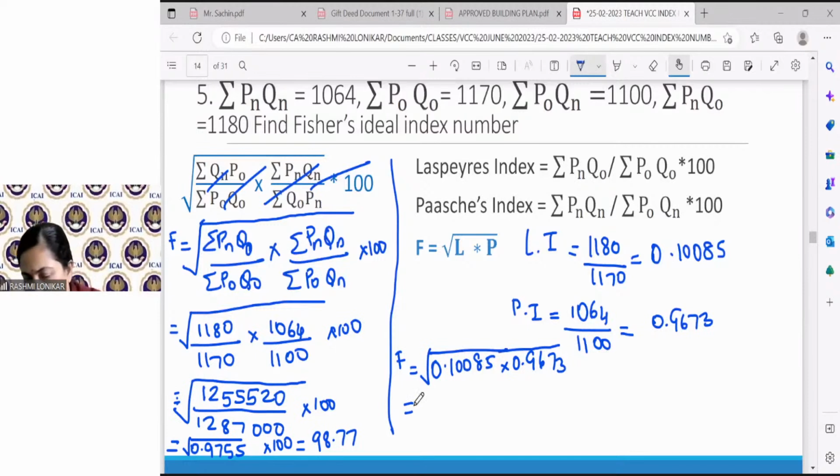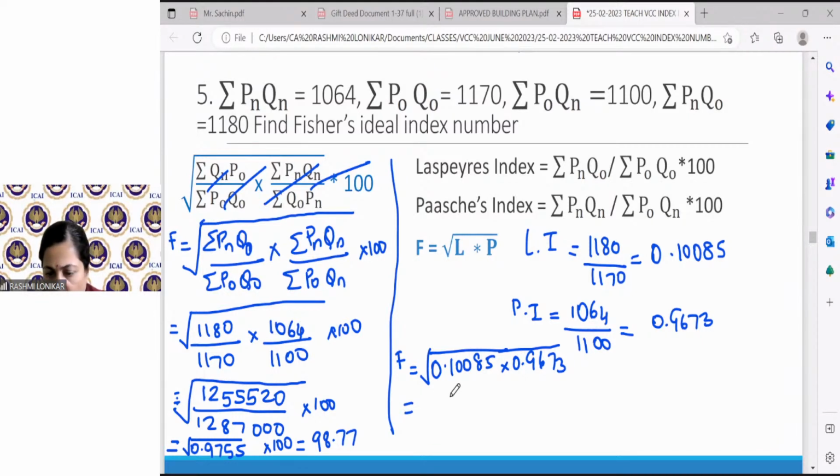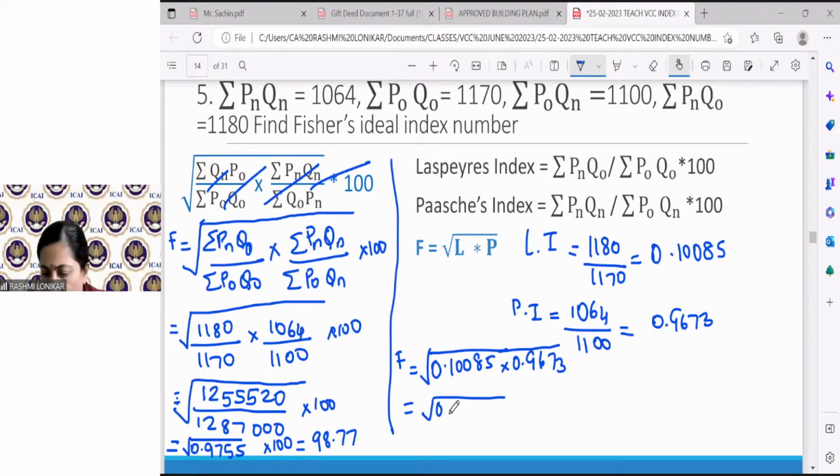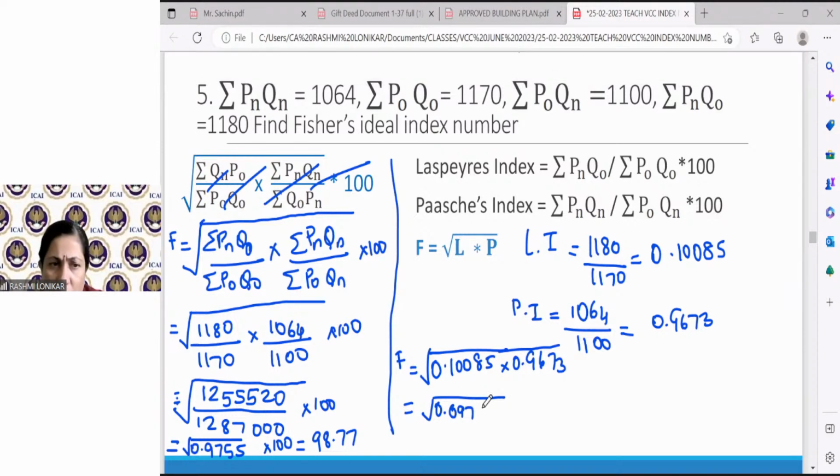Which is equal to 1.0085 into 0.9673. That gives you how much? Square root of 0.9755 into 100. So square root of 0.9755 gives you 98.77.